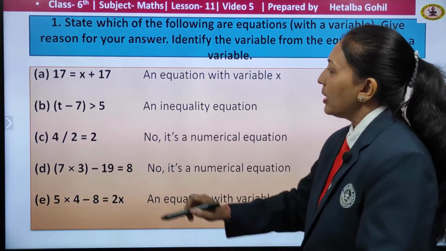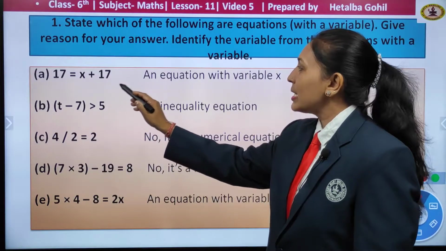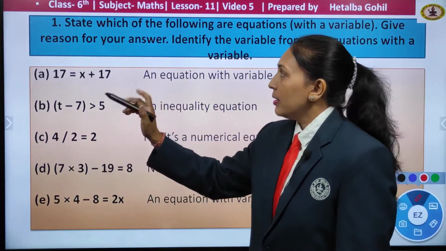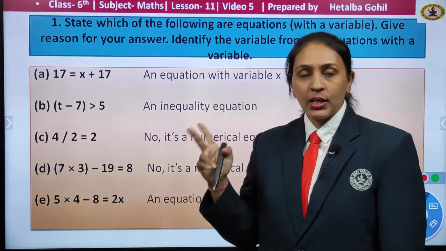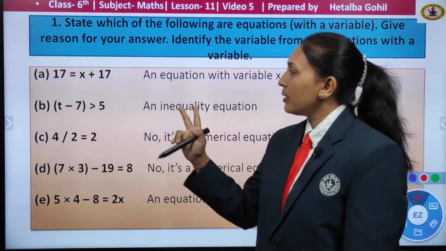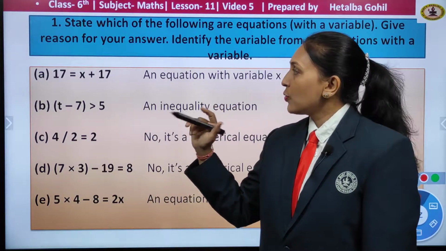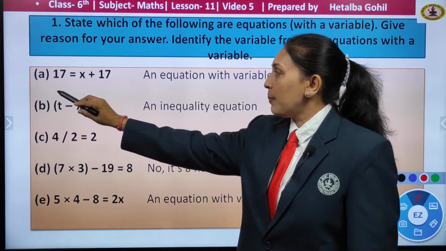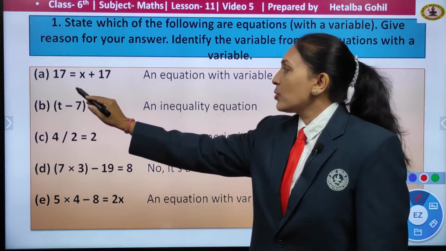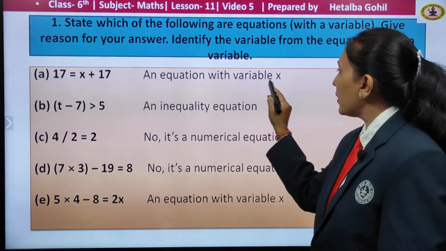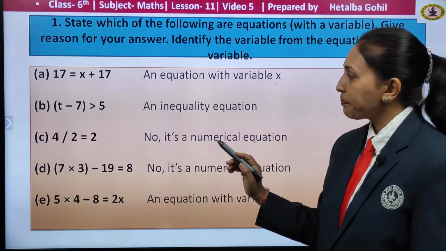The first one, 17 equal to x plus 70. Children, here now two things we have to search in the question. One is equal to sign and the second thing, it should have variable. So here you can see this particular equation contains the variable also and equality sign also. So I can say this is an equation with the variable x.